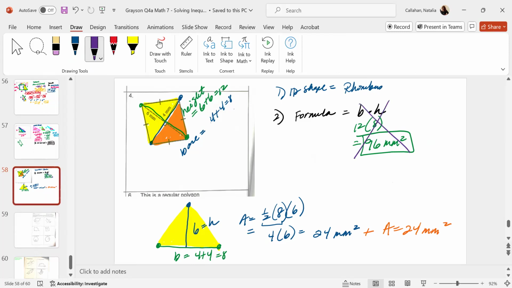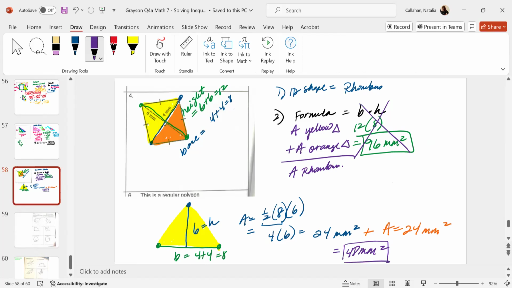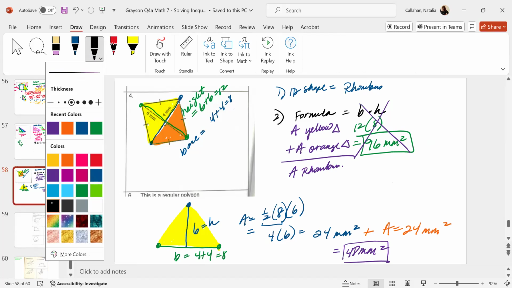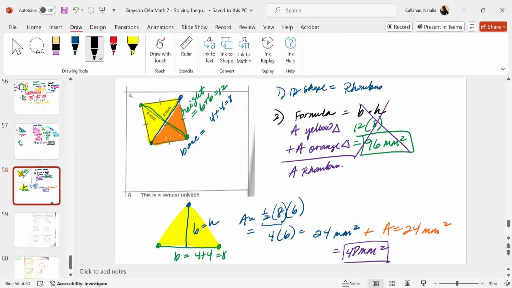You have to do it this way. So your formula is going to be area of yellow triangle plus area of orange triangle, correct? Which would be the area of the rhombus, right? So what's 24 plus 24? Isn't it 48? Okay, that's fine. If you're having this much difficulty with it, I don't think there's any way your other friends are going to be able to do that.